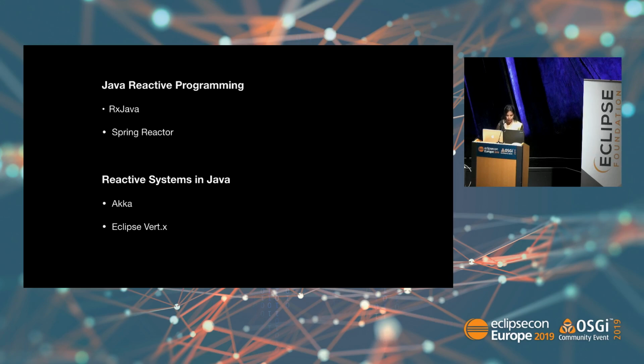And there is Spring Reactor, which is another framework for Java by the Spring developers. It is similar to RxJava. The main lead in both is the same. And for reactive systems in Java, there is Akka and Eclipse Vert.x. Both of these are frameworks that are used to build microservices reactive systems.